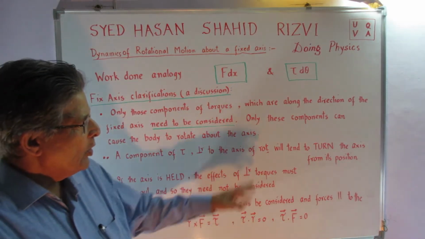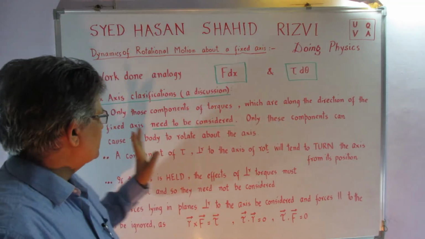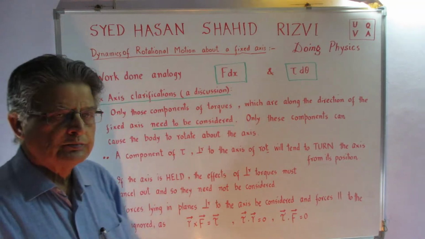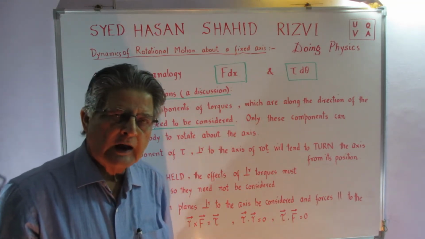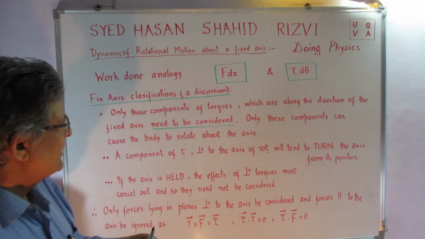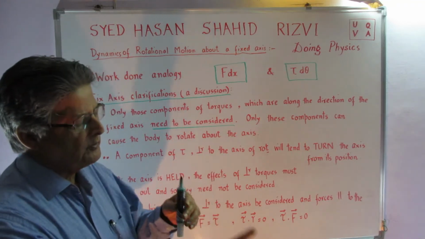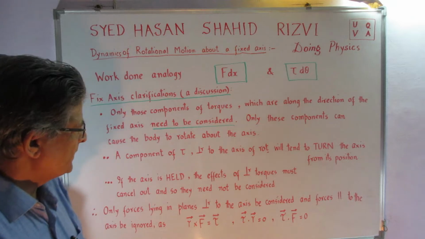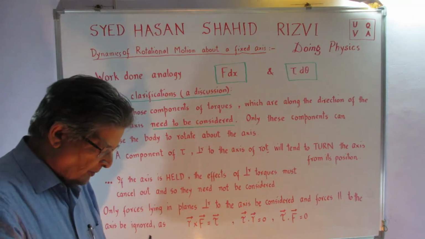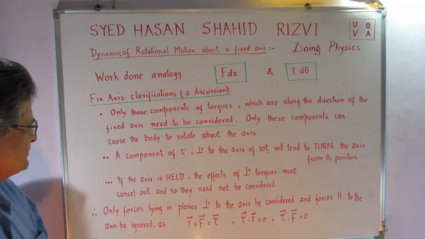Because only these components which are along the direction of the axis, the fixed axis, can cause the body to rotate about that axis. So this is the axis, and if the components are also along this axis, then they will be able to make the body rotate about this fixed axis. So there is a component along the fixed axis.